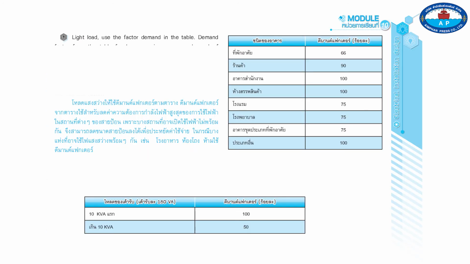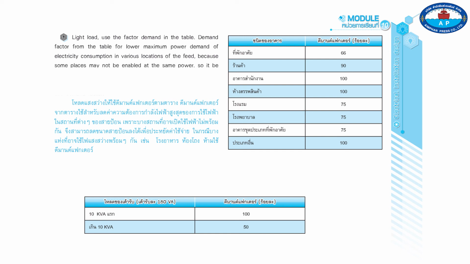1. Light load. Use the demand factor in the table. The demand factor from the table lowers the maximum power demand of electricity consumption in various locations of the feed, because some places may not be used at the same time. So it can be scaled down to save feed line costs. In some cases, the lights may be used simultaneously, such as in a cafeteria hall, so do not use the demand factor.